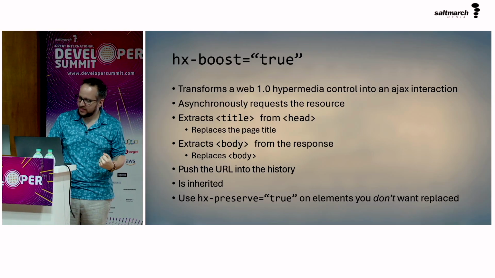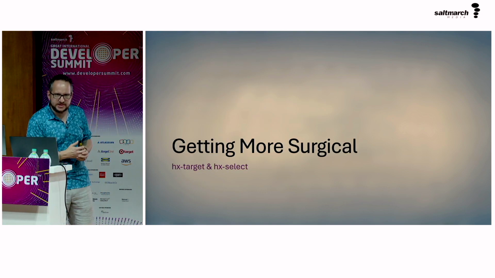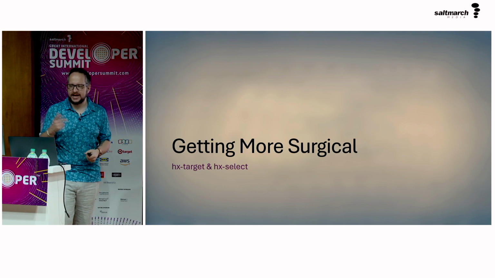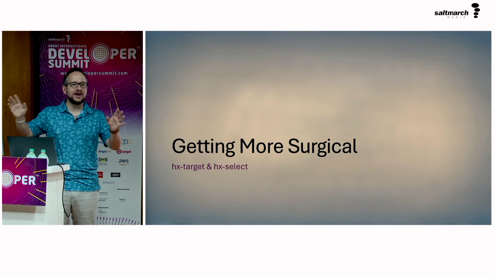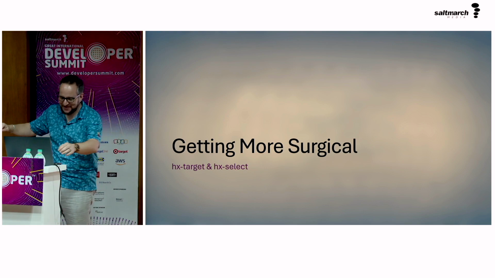But we can do better. We can get a little more surgical. And so one of the things that we can do in here is we can use something called hx-target and hx-select. And you know what? I'm not even going to use notes. We're doing it live. We're going to live code this.